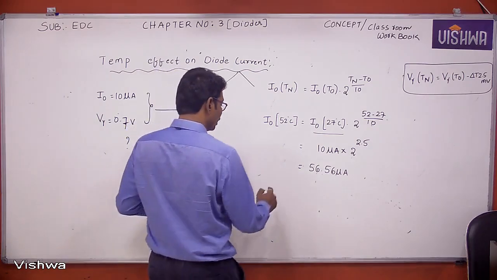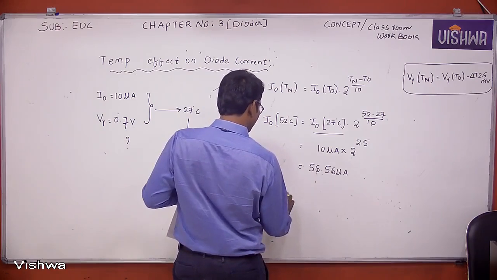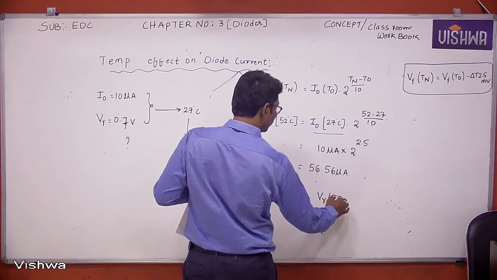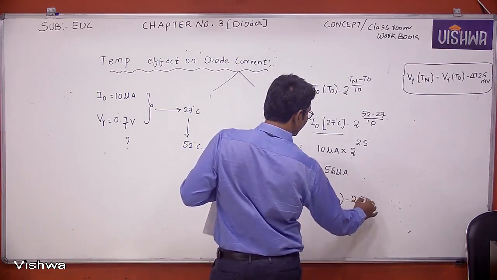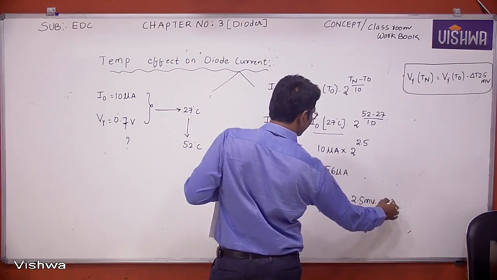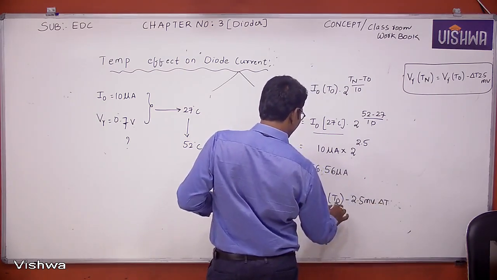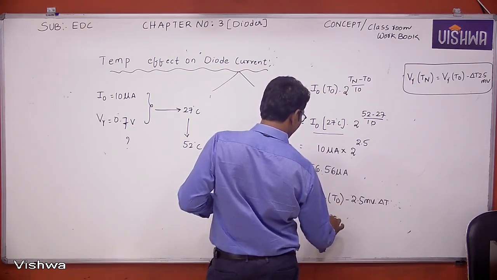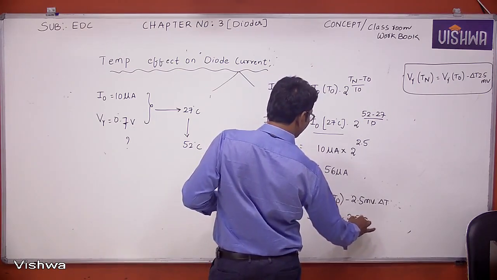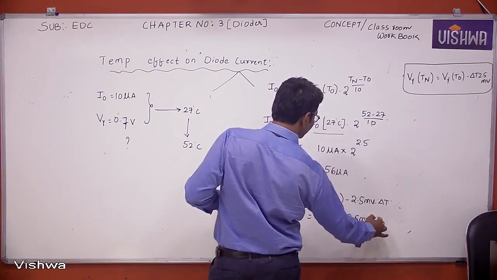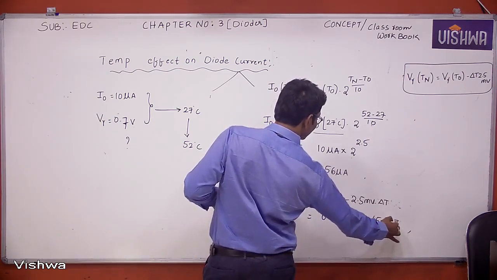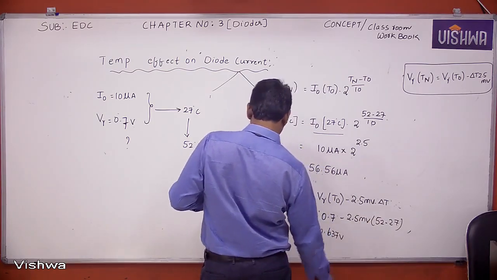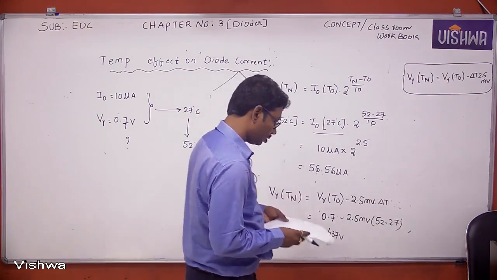Next, similarly, cut-in voltage. What is the equation for cut-in voltage at any temperature? That is V gamma of Tn equals V gamma of T naught minus 2.5 millivolts into delta T. V gamma of T naught means cut-in voltage at room temperature, which is 0.7, minus 2.5 millivolts into delta T, that is 52 minus 27. This is simply 0.637 volts approximately. Right? Copy.